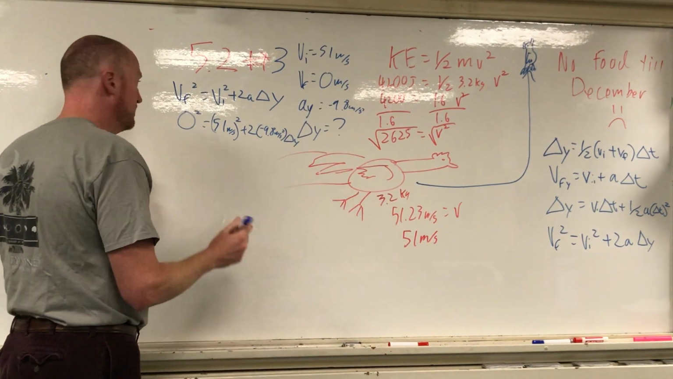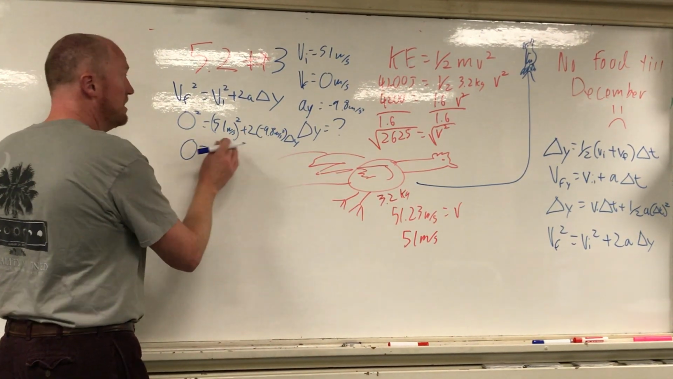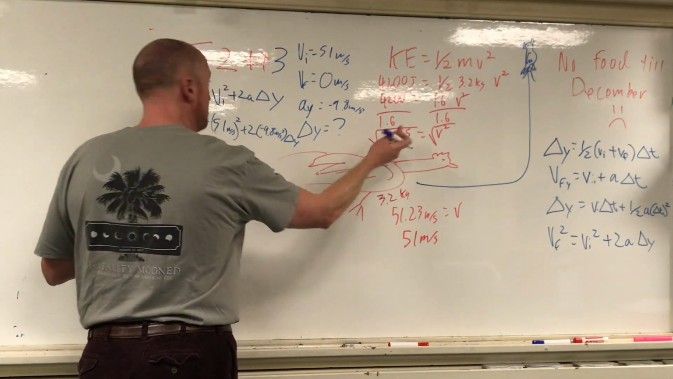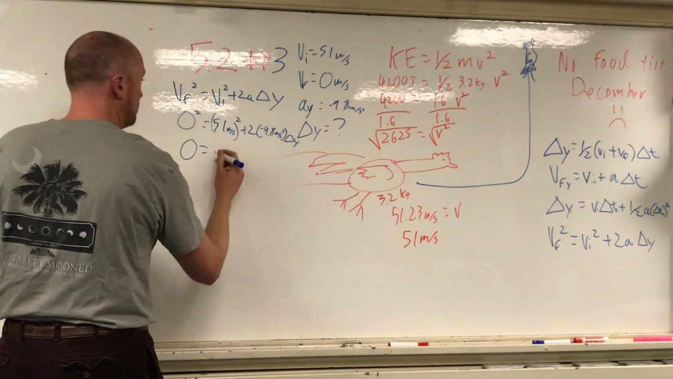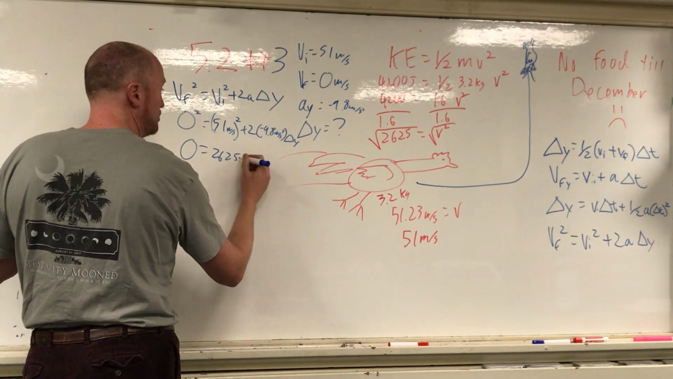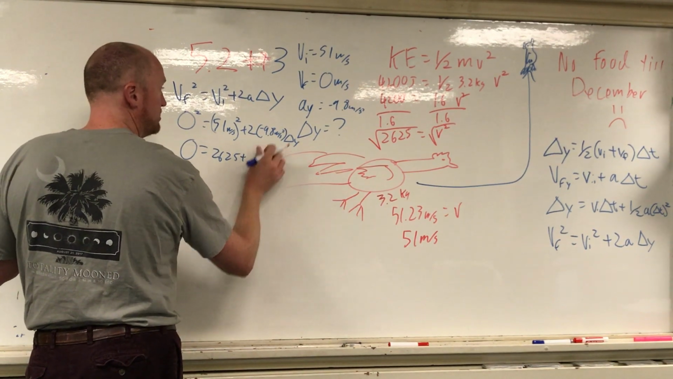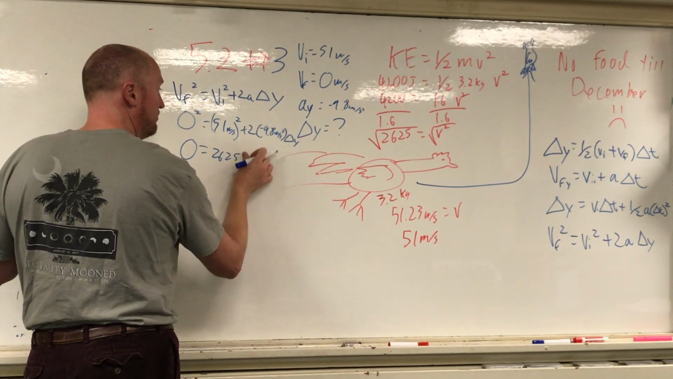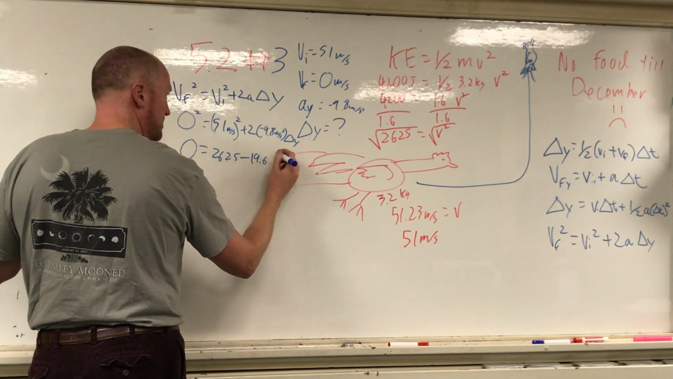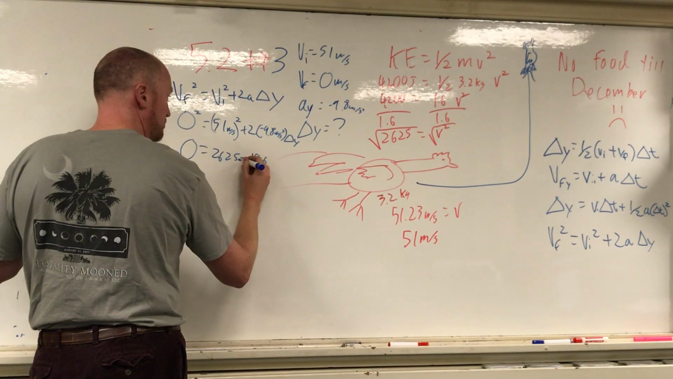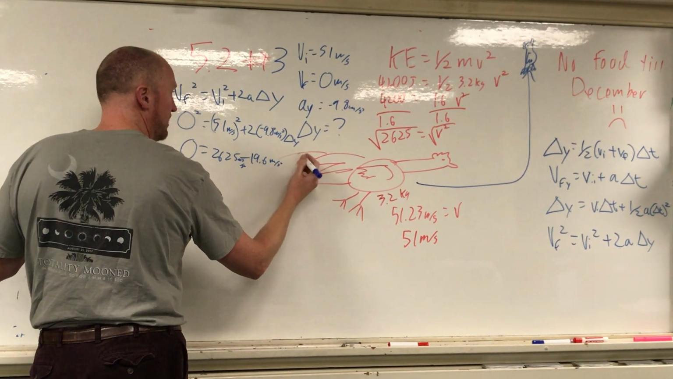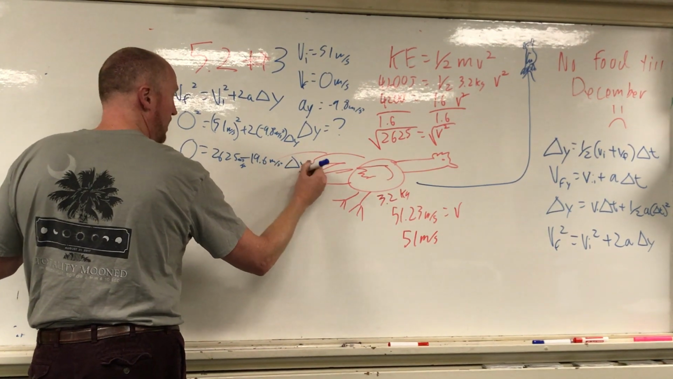Okay, now 0 squared is 0. Now 51 squared, by the way, remember how did we get that 51? We took the square root of that, didn't we? Well, this squared should be that. So 2,625. Save yourself some button pushing. Plus, 2 times a negative, that'd be minus 19.6. Now, by the way, this is meters squared per second squared, and this is meters per second squared times delta y.